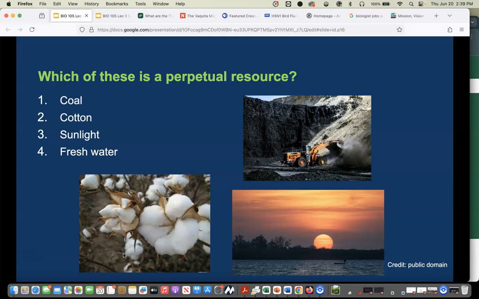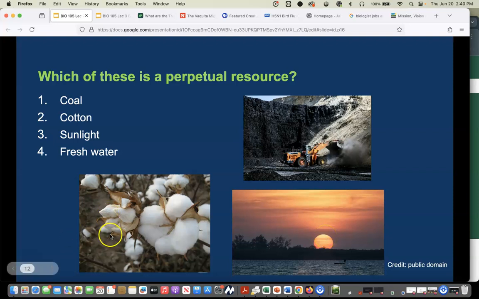So let's go through some examples of this. Which of these is a perpetual resource? Again, which of these, and you probably know because I gave an example, is a resource that in human time scale is not going to run out? As you probably guessed, solar energy. Solar energy is that resource.